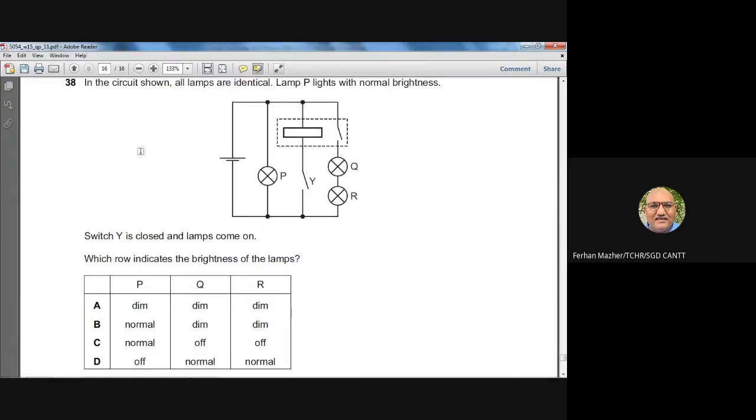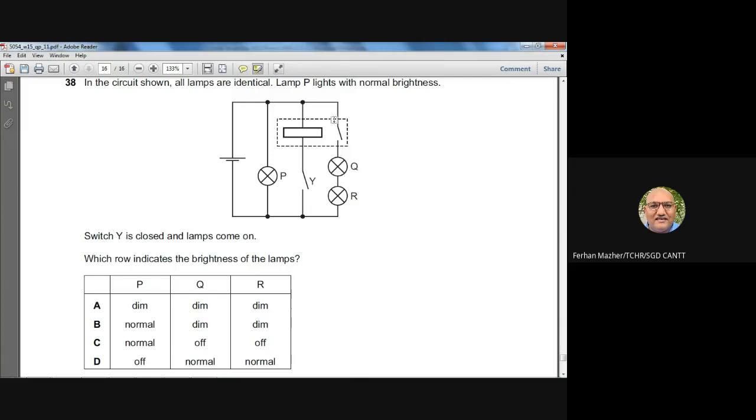It's a little tricky. In the circuit shown, all lamps are identical. Lamp P lights with normal brightness. Switch Y is closed and the lamps come on. Which row indicates the brightness of the lamps? You see, when this is working on normal brightness and you close this switch, this and these two will be parallel to each other.